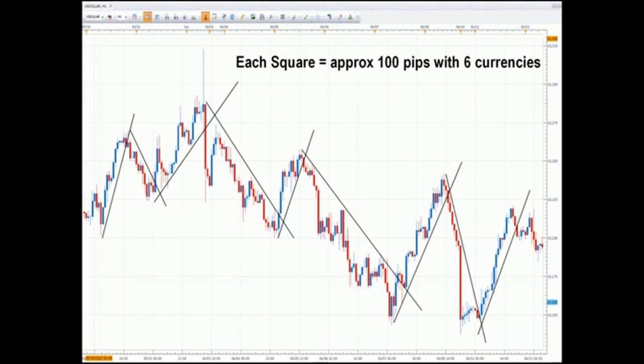Now, the amazing part that I have discovered is, you see each one of these squares right here? If you trade the 6 currencies, or the basket of currencies all at the same time, each square is worth about 100 to 125 pips, trading all 6 currencies. The beautiful part about trading the dollar index is it is very sensitive to trend line breaks, which makes it very user-friendly and simple to trade.